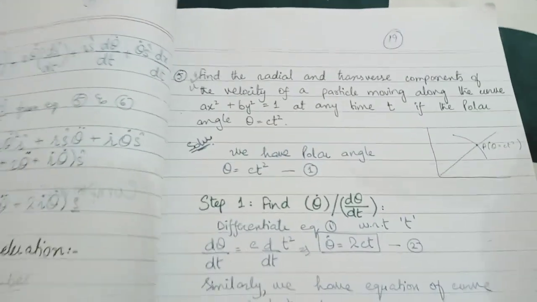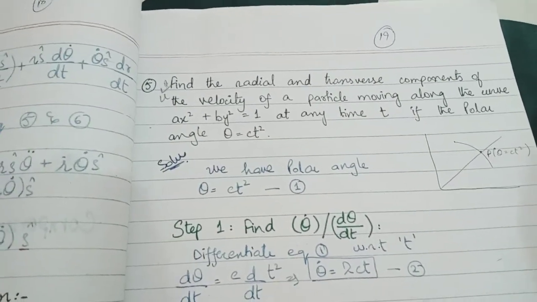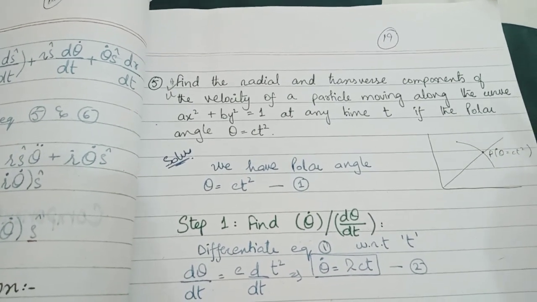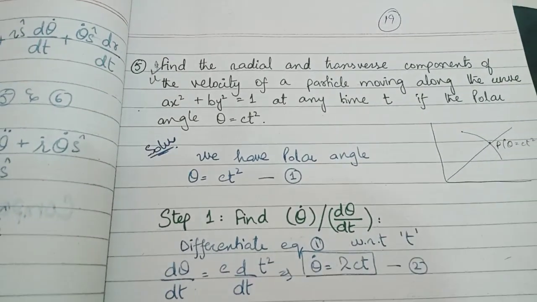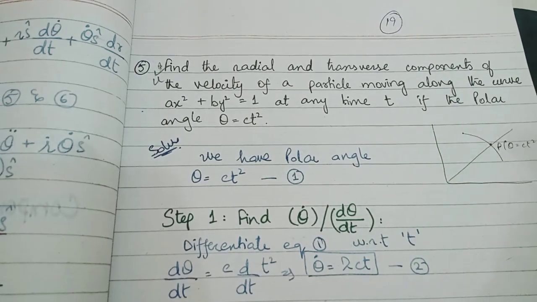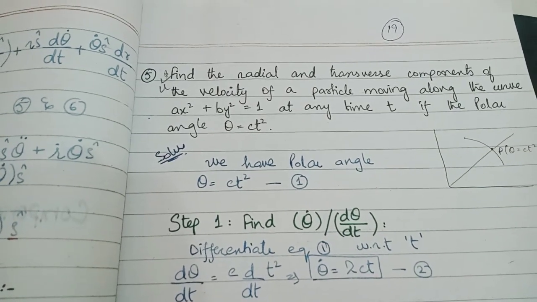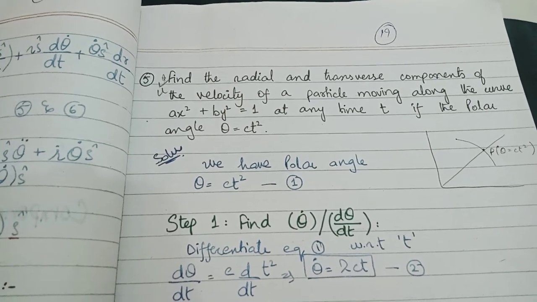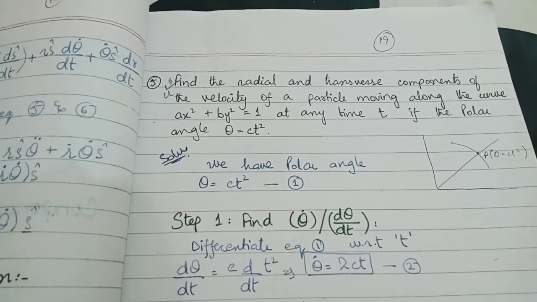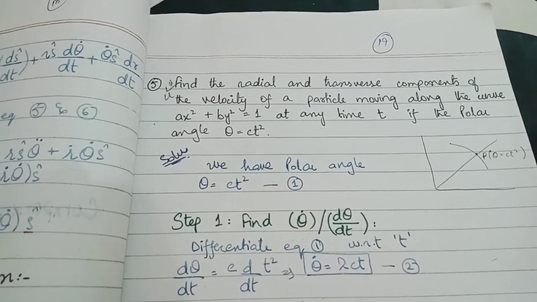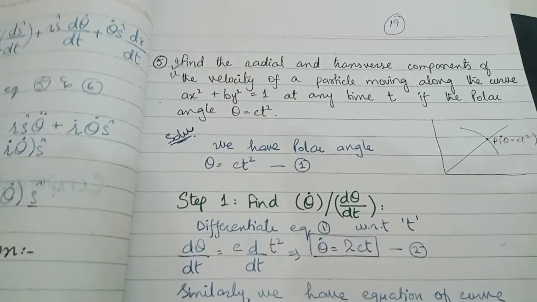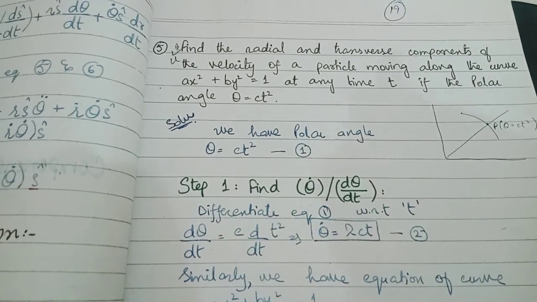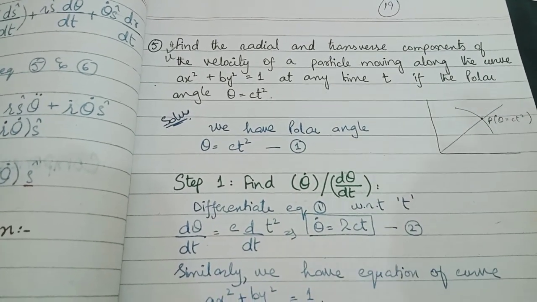So we have this question number 5 in the book of mechanics by Q K Ghori. The question is, find the radial and transverse components of the velocity of a particle moving along the curve ax square plus by square is equal to 1 at any time t, if the polar angle theta is equal to ct square. So in this question we are given two very important pieces of information. The first is the polar angle, theta is equal to ct square.